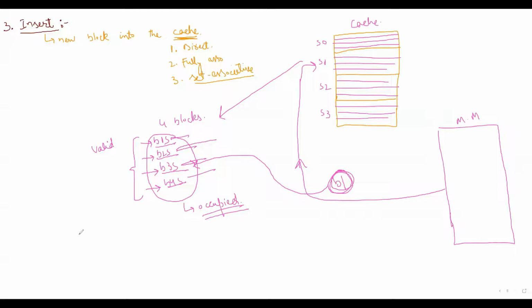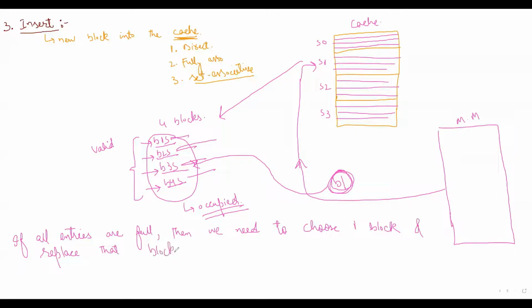Okay. So that means the scenario is, if all entries are full, then we need to choose one block and replace that block with a new block.